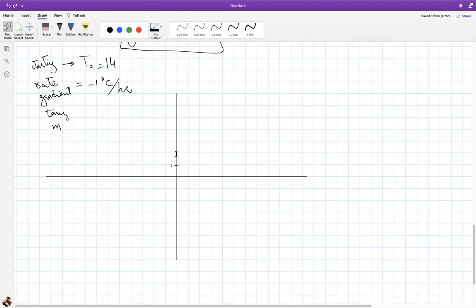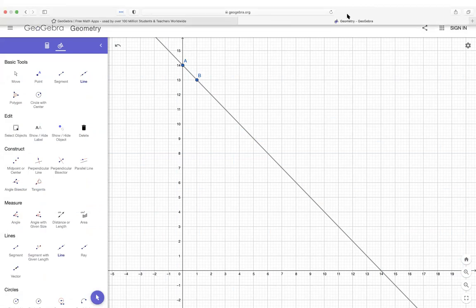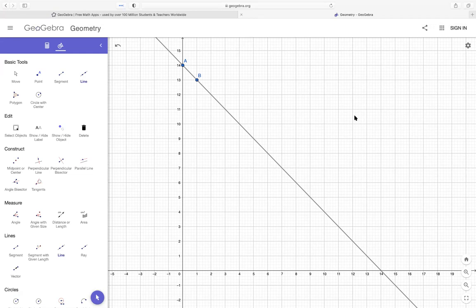Sir, I can't see the graph. You can't see the graph? Yeah, I can't see it. But after 14 hours. Hold on. Can you see the graph now? No. I can see it now. Hold on. Yes, I can see it. You can see now? Yeah.